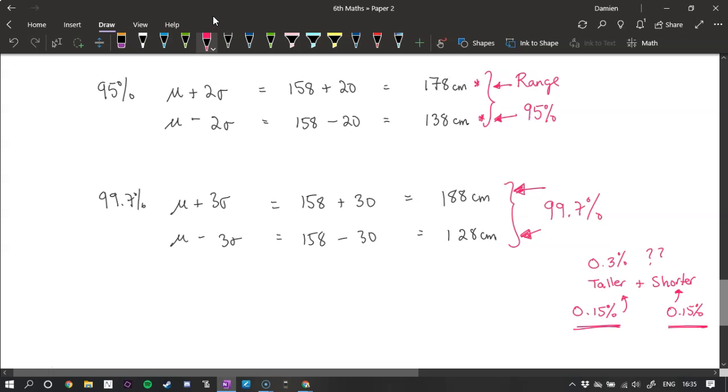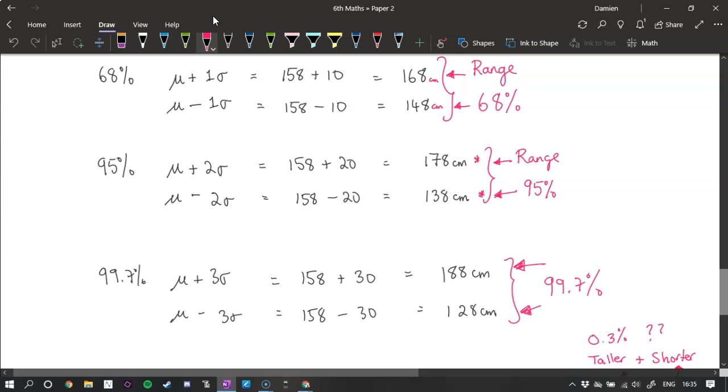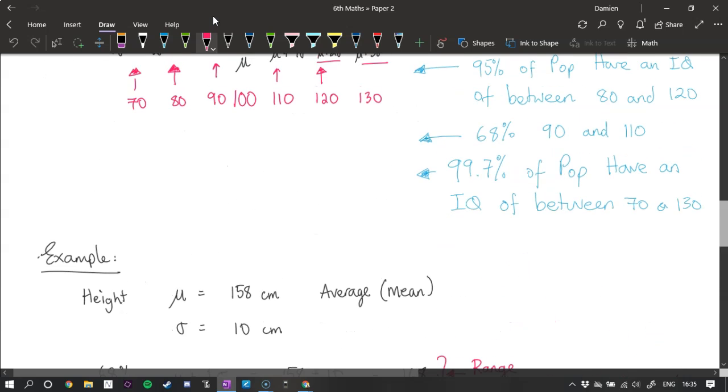So that's a quick explanation as to what you need to be able to do with the empirical rule. You have to understand the percentages. You have to know how to find the ranges with the mean and the standard deviations, and you need to know this bell curve.